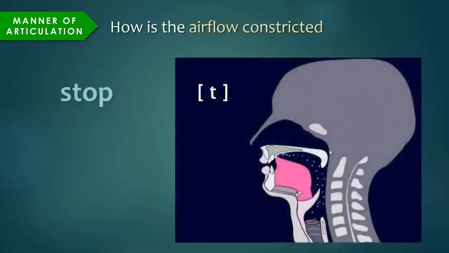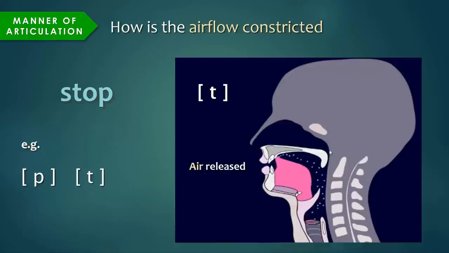Manner of articulation refers to how the airflow is constricted in the vocal tract. Stop sounds result from a complete constriction of airflow, followed by a release of that air, such as p, t, k, b, d, g.